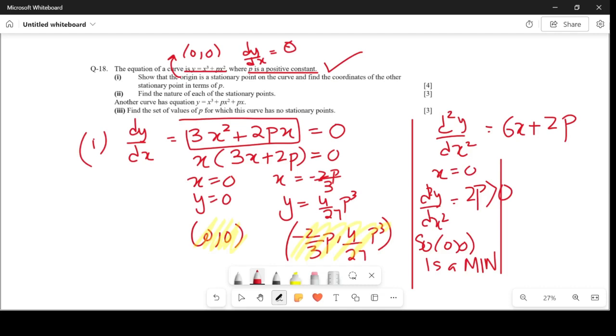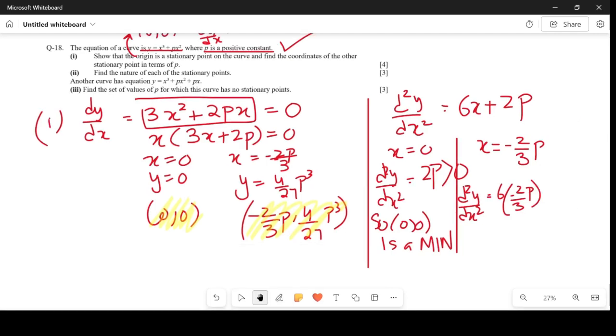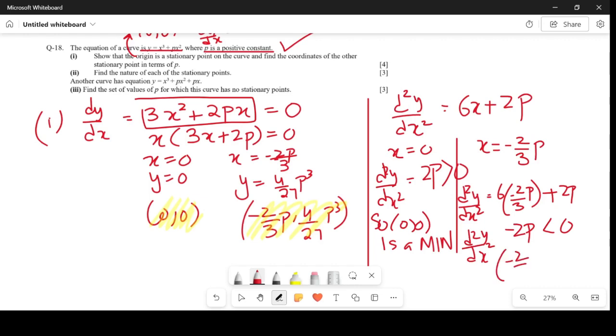Next is x equal to minus 2 over 3 p. Let's substitute that. We get 6 times minus 2 by 3 p plus 2p, which gives minus 4p plus 2p, which is minus 2p, which is less than 0. This implies that this other point, (minus 2 by 3 p, 4 over 27 p cubed), is going to be a maximum point.